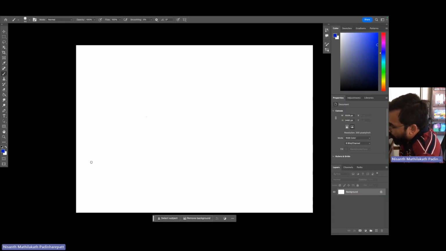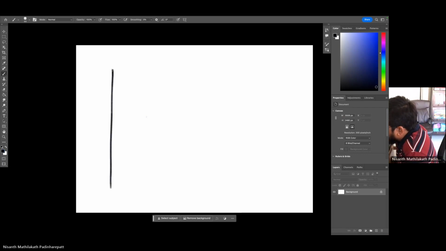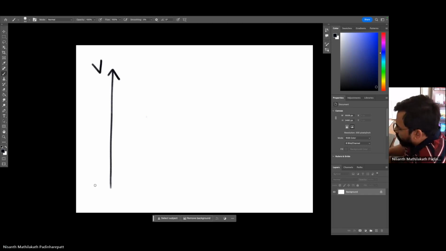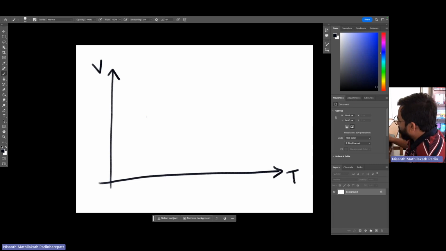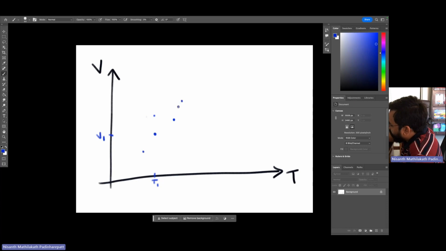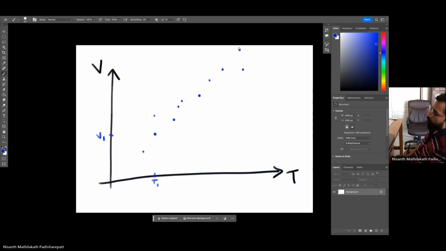So let me draw two axes. This is volume and this is temperature. They would have made measurements, something like this. This is the temperature T1, and this is the volume V1, and so on and so forth. They could have measured it like this. Some measurements could have had noise, the measurement might have had slight errors in it. They would have got something like this.